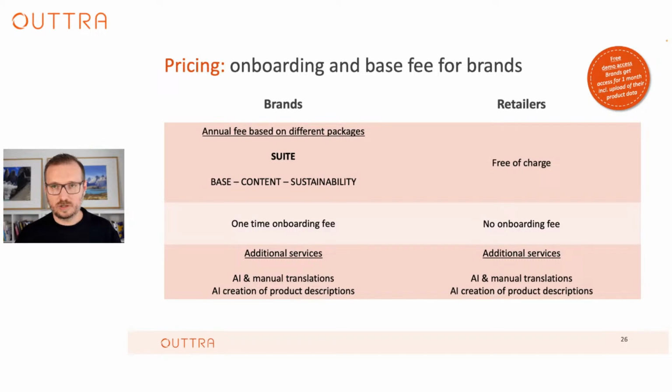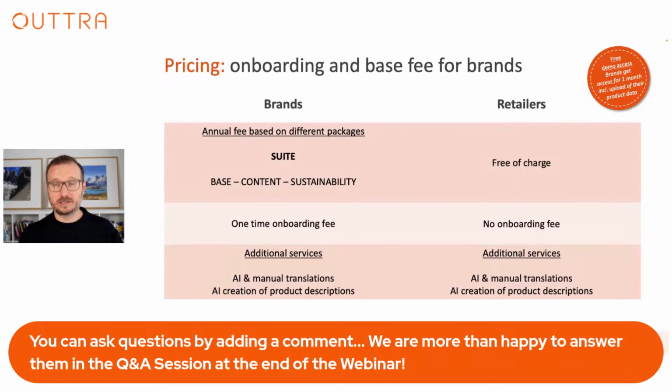For example, if we're talking about AI and manual translations or creation of product descriptions via AI, this is something we can do on the brand side, but this is also something we can do on the retailer side. Sometimes we get requests from retailers, they want to have SEO texts, SEO product text for their shop, and they don't want to take their product description directly from the brands, because then all of the retailers have the same product description. So we really can create AI-based product descriptions for retailers. This is something they need to book, but otherwise the access for the retailers is free, as you can see.